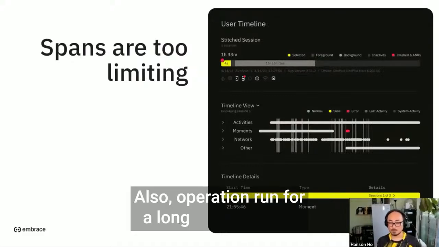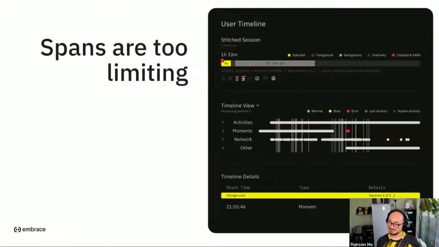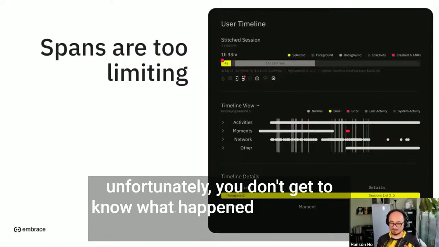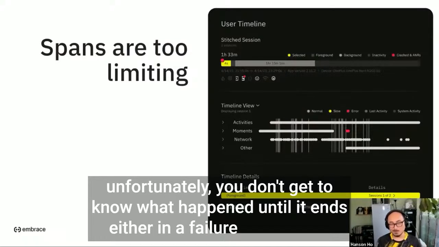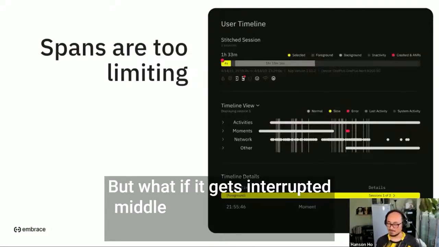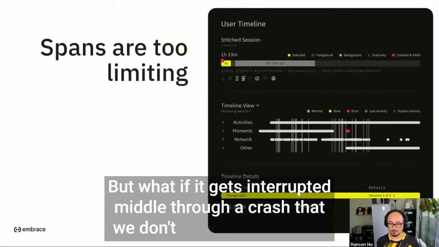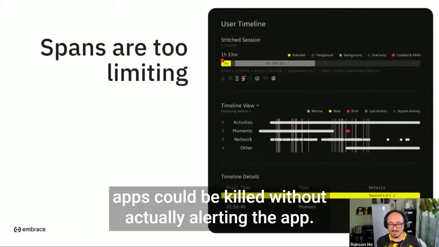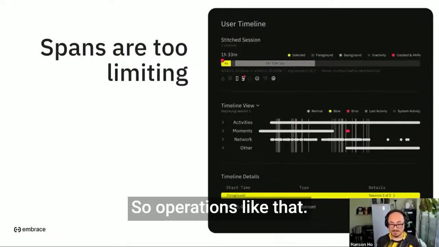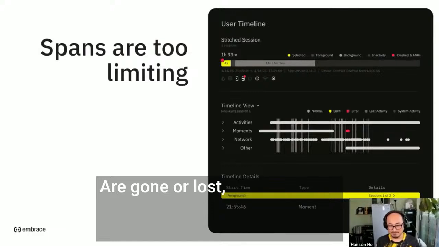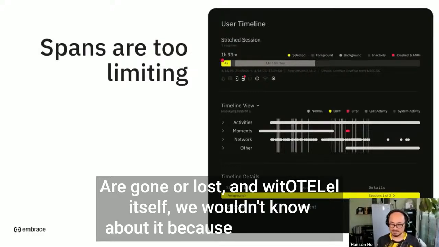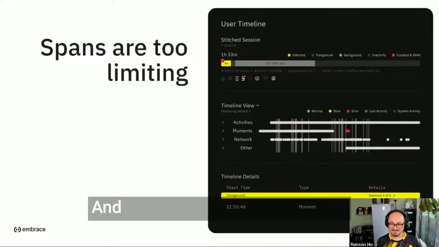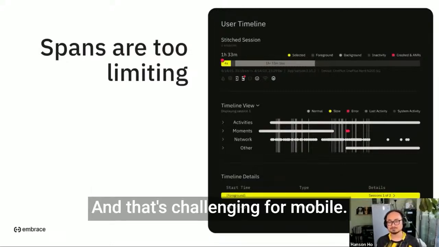Also, operations run for a long time. In OTel, unfortunately, you don't get to know what happened until it ends, either in a failure or a success. But what if it gets interrupted in the middle through a crash that we don't know about? Mobile apps could be killed without actually alerting the app. So operations like that are gone or lost, and with OTel itself, we wouldn't know about it because it's not done. And that's kind of challenging for mobile.